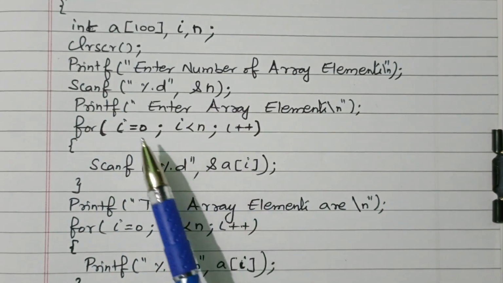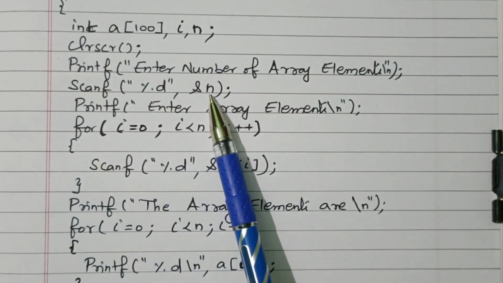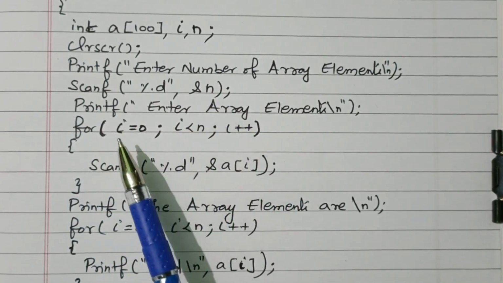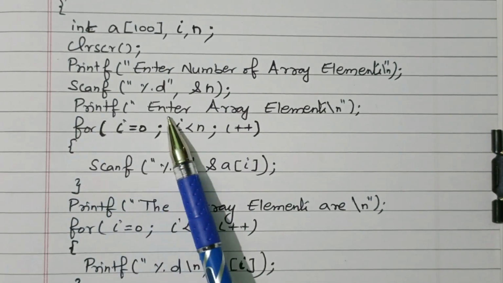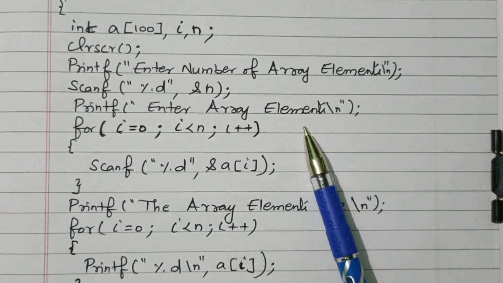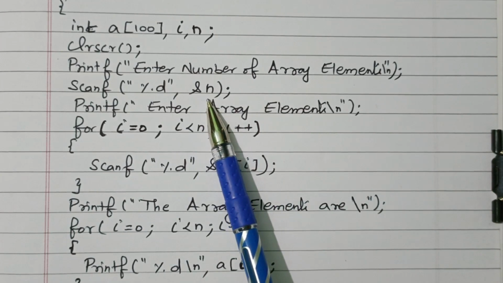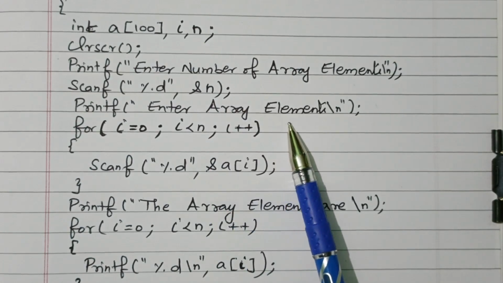Now we ask the user for the array elements. Suppose n is 5, which means we need to read 5 elements. Again we are using printf, enter the array elements. We ask the user to enter the array elements. Earlier we had 5 elements, so here also we will consider n equal to 5. Now we need to read the 5 elements entered by the user.